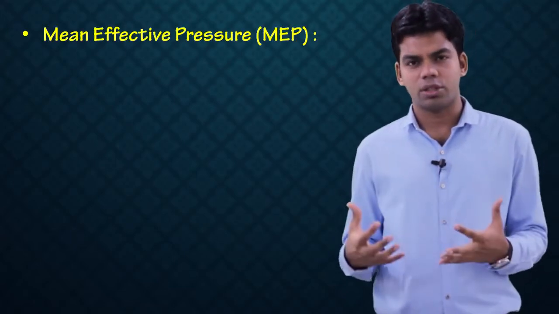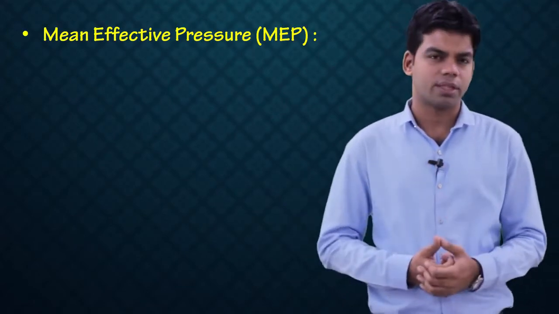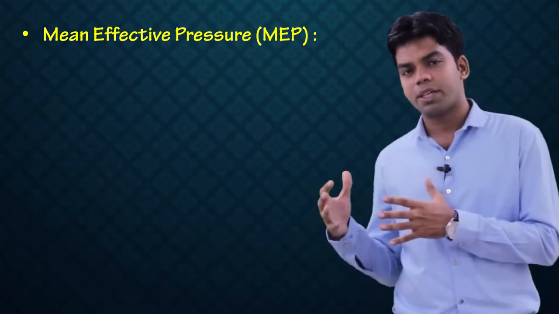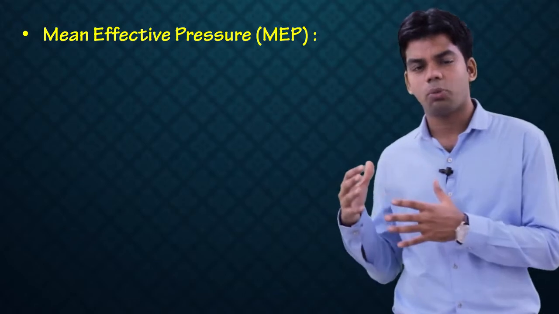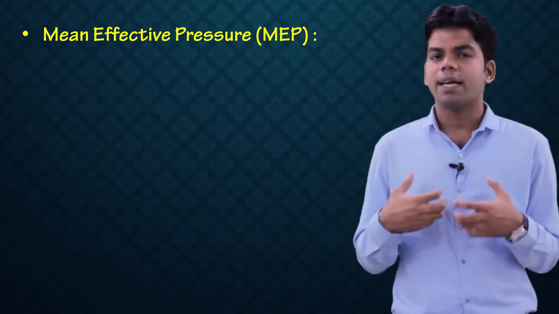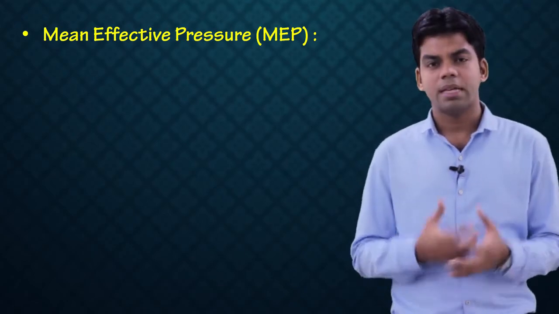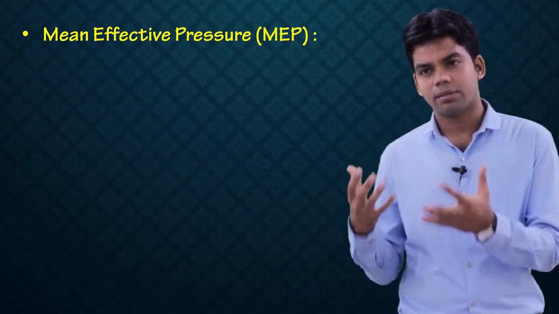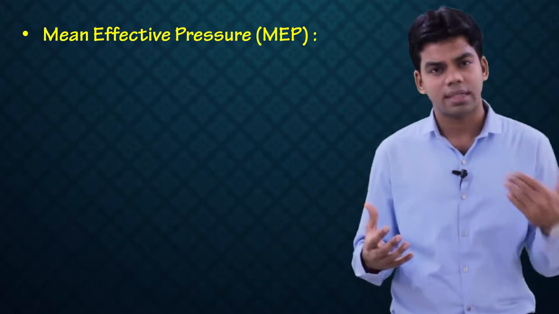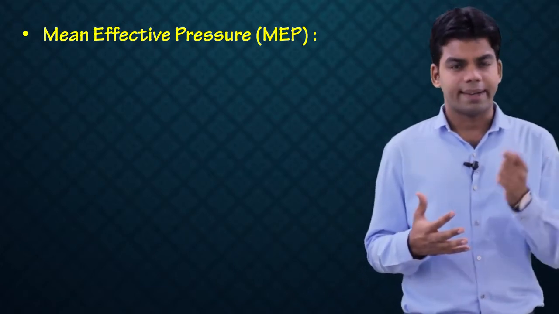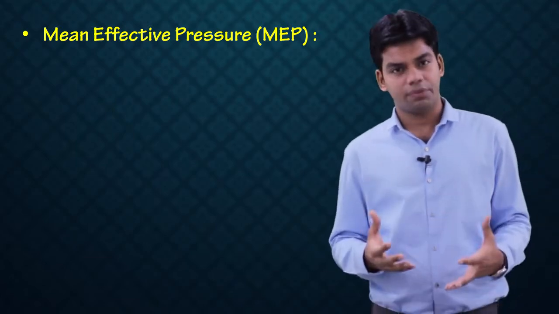Now the next important term is the mean effective pressure. What is the mean effective pressure? During the expansion stroke, as we will see when looking into the working of 4-stroke engines, the pressure at every point is changing. If I assume some constant pressure throughout the cycle such that the same constant pressure will produce the same work output as is produced in the original cycle, that constant pressure is the mean effective pressure.